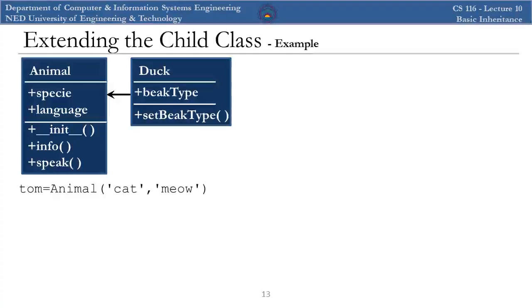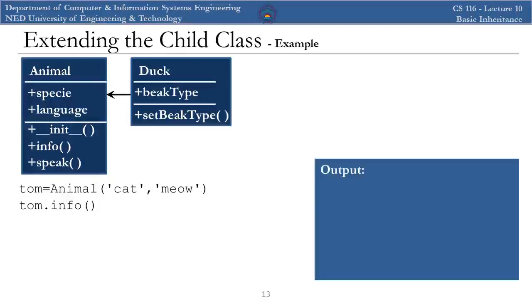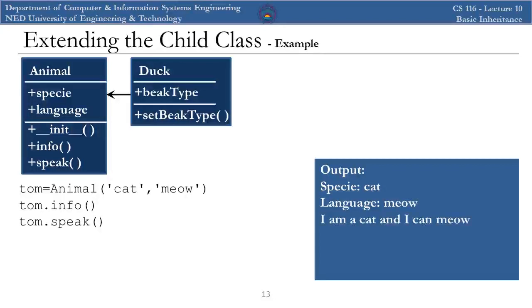I defined this first object Tom of animal type, so I'm doing the same here, and then I'm printing this info, and we know how it will print this info in this specific format: species colon cat and language colon mu, because these are the values that we used in initialization while instantiating Tom. Then speak, it will print the same information in a different format. Okay, now let's first instantiate an object of duck type. So Defi is the duck, same thing.